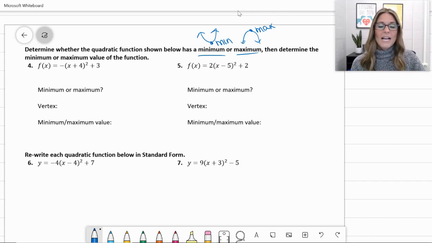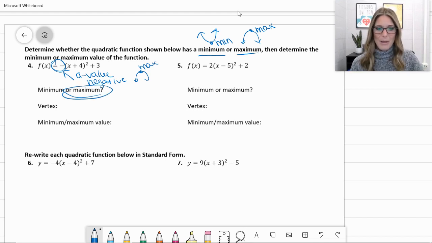So number 4, f of x equals negative quantity x plus 4 squared plus 3. You've got a negative right there. My a value is negative, which means I know my parabola is a frowny face, which means I'm going to have a maximum, right? So we are going to have a maximum. What is the vertex? Use the opposite sign for your x. This is (-4, 3).